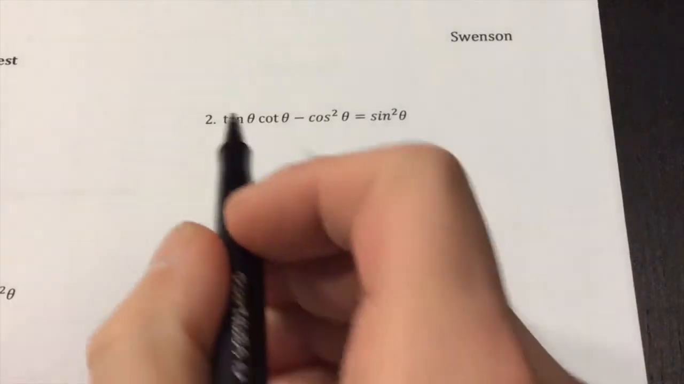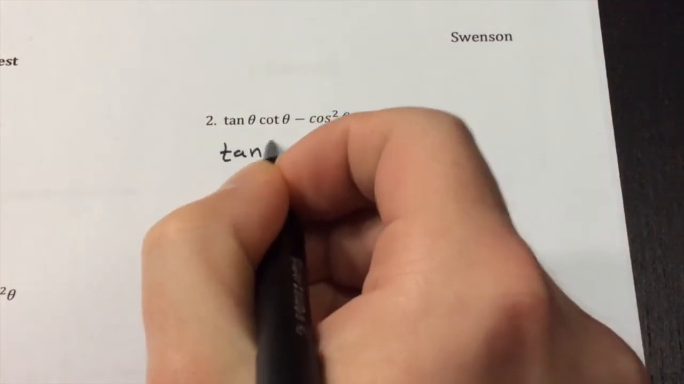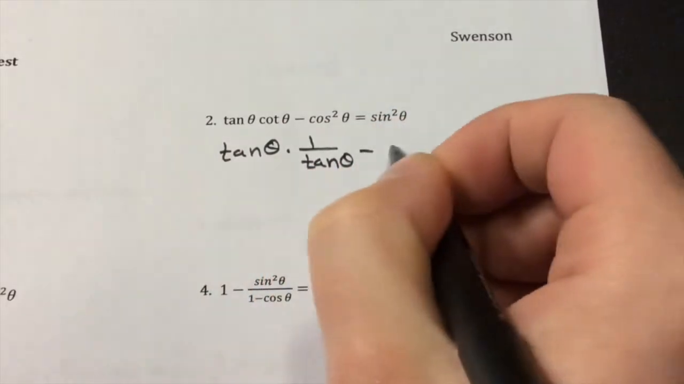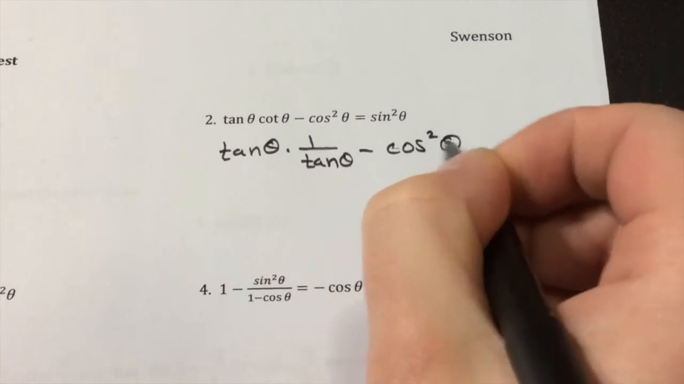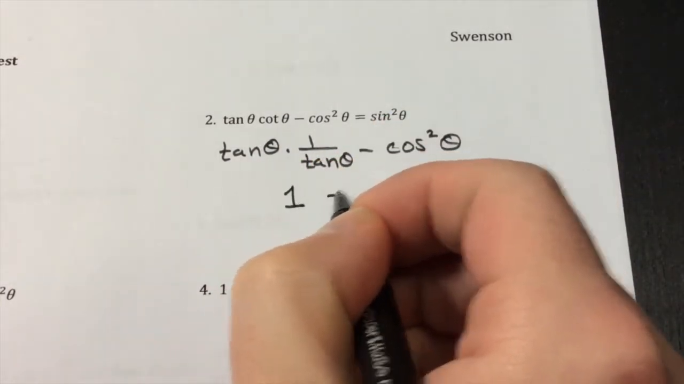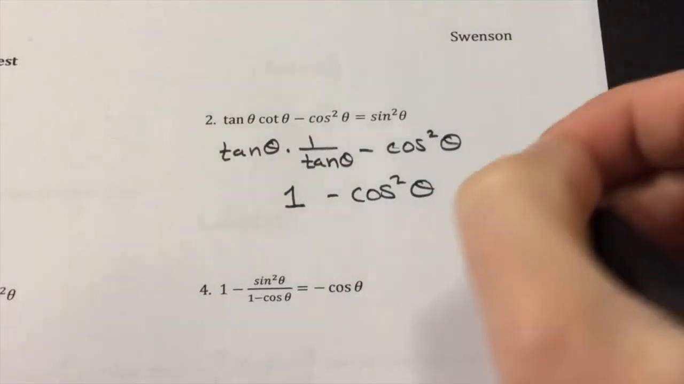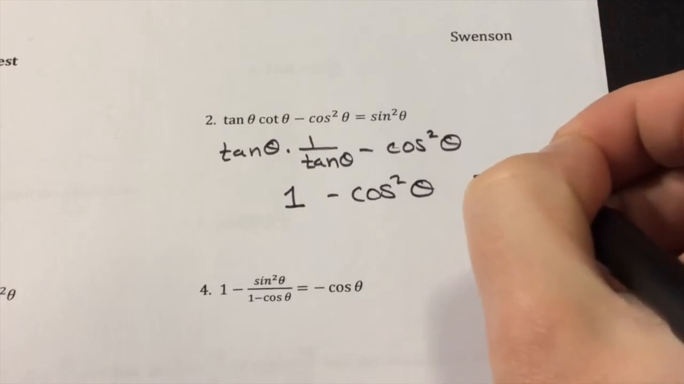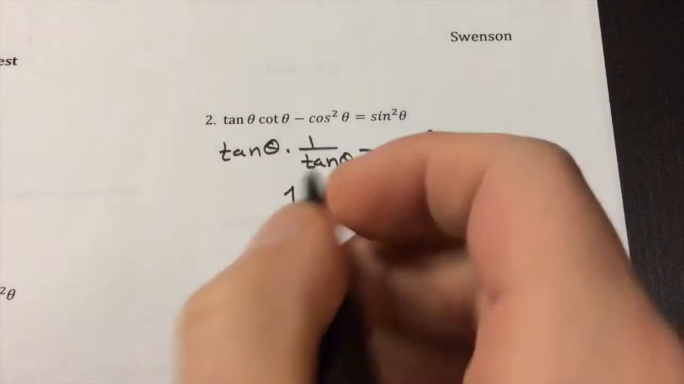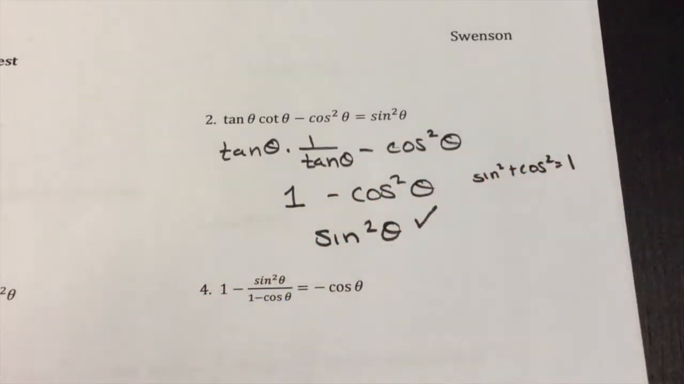Next up, number 2. Cotangent is 1 over tangent. If I multiply these two, that becomes 1 minus cosine squared theta. Now we know that sine squared plus cosine squared equals 1, so 1 minus cosine squared has to be sine squared theta. So we're done.